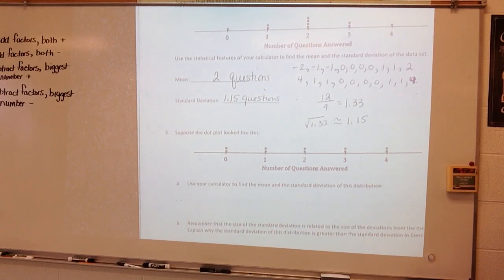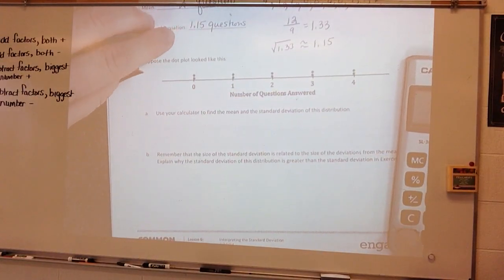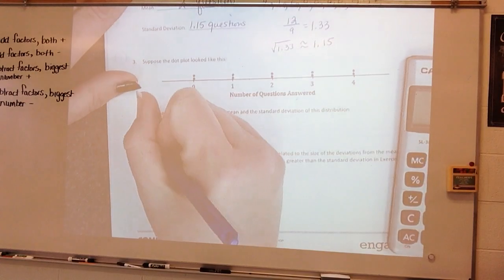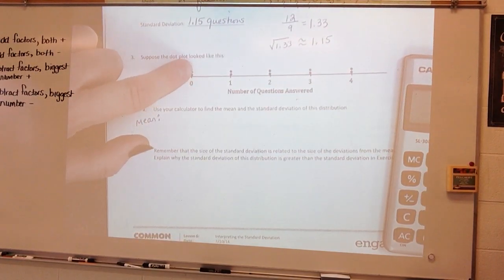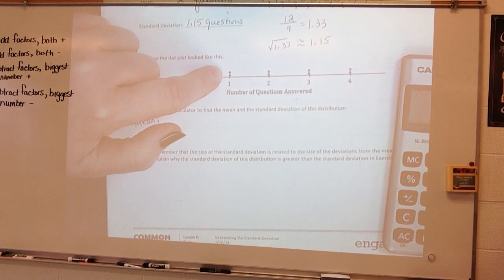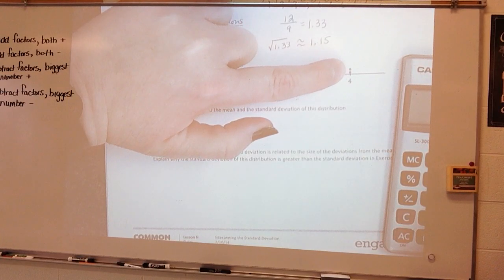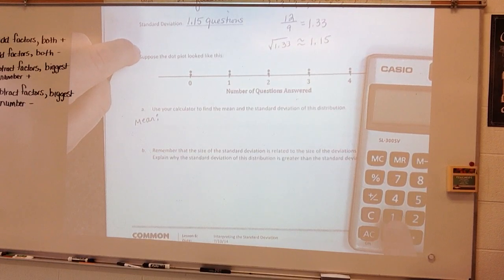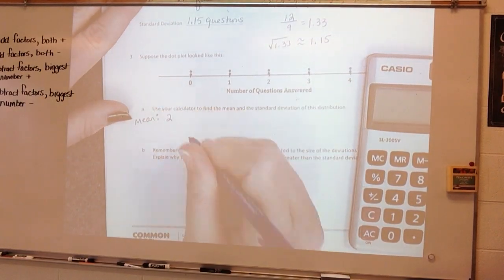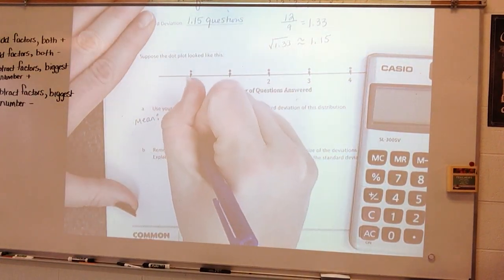Alright, suppose the dot plot looked like this. Use your calculator, which we don't have, but we do have a regular calculator, to find the mean and the standard deviation. So let's find our mean. I have 0 plus 0, 1 plus 1 is 2, 2, 4, 6, and 4 and 4 is 8, so I have 20. Divided by 10 is 2. So once again, my mean is 2 questions.